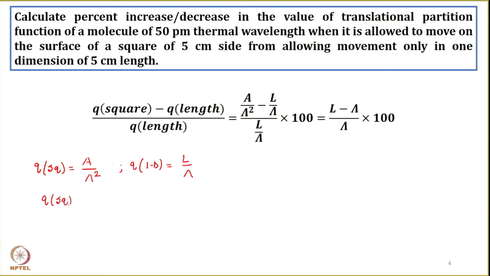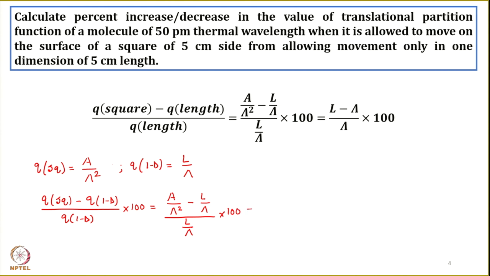So we need to find out how much is the difference when the molecule is allowed to move from 1D movement to 2D movement, and 2D here is a square. So what is the change? Let us try to find out. I am interested in Q square minus Q 1D, divided by Q 1D, and I am interested in the percentage, therefore I will multiply by 100. Q square is area divided by lambda square, Q 1D is L upon lambda, and then into 100.